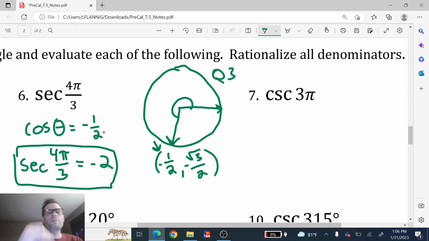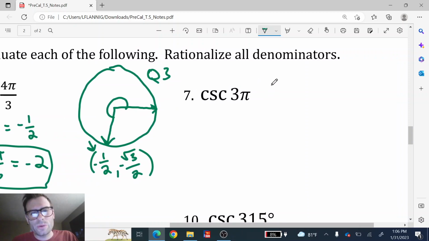So for this problem, because it's not just cosine, tangent, or sine, what I first do is find the cosine and then just flip it, because I know secant and cosine are reciprocals of each other. Same thing here, we have the cosecant, and cosecant is the idea that we're going to look at the sine of an angle.